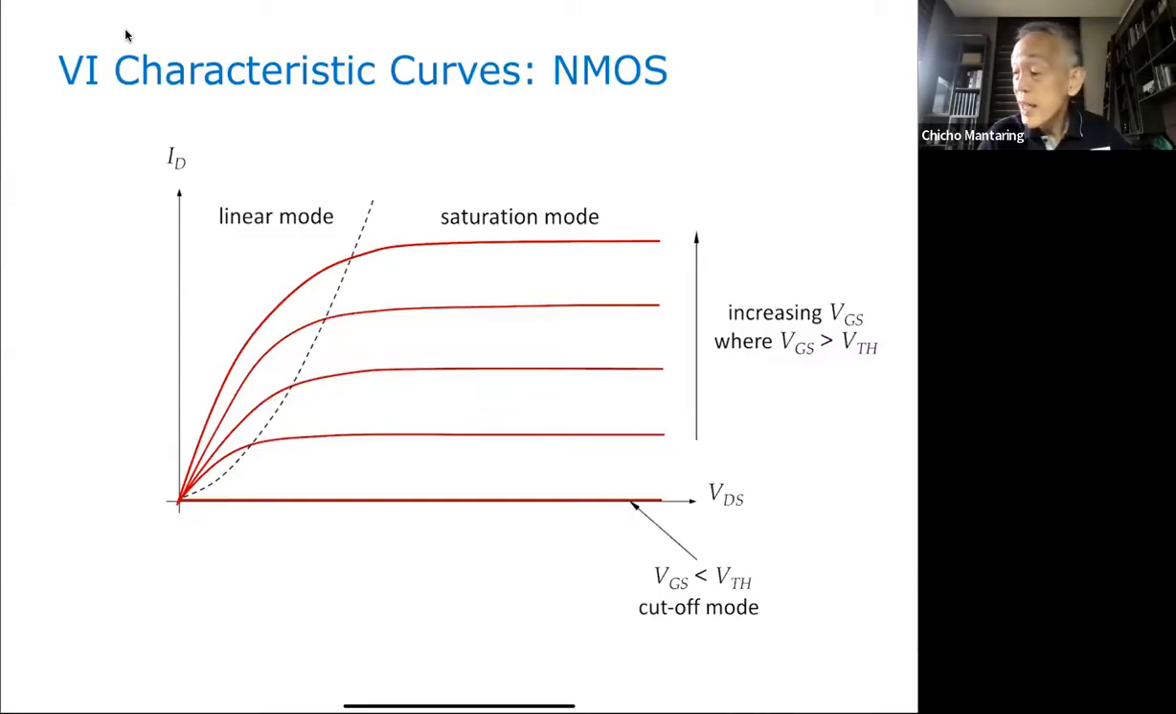Now, when VGS is less than VTH, what is again VTH? VTH is the voltage from your gate to source that will cause an inversion layer. When VGS is less than VTH, then you're cut off. You don't have any current that will flow because you don't have any inversion layer, or any channel underneath your oxide. So this is the direction of increasing VGS. This VGS is larger here, this VGS is larger here, and so forth.